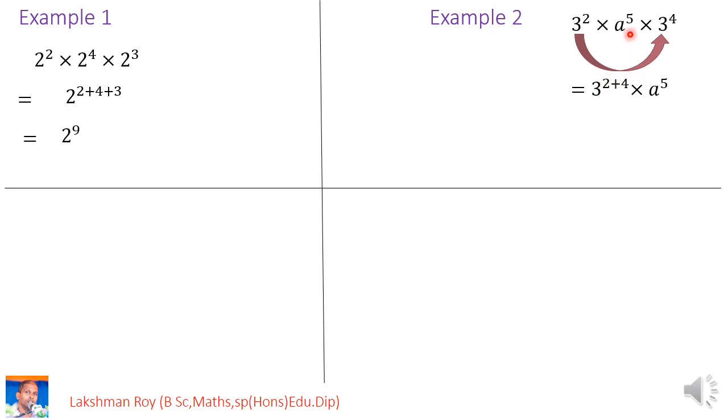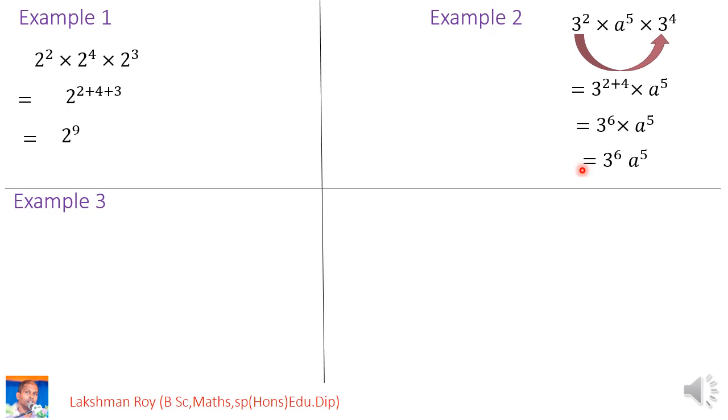So this one, a to the power 5, is a different base. So this one you can't simplify. That is 3 to the power 2 plus 4, that is 6, a to the power 5. Now you can represent this answer without the multiplication sign, students. How? 3 to the power 6, a to the power 5. So that is the normal way when you write an index.